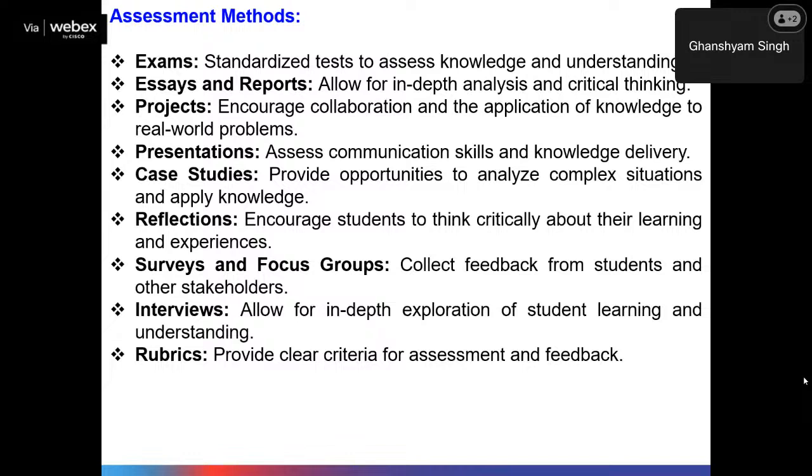We can ask them to appear in some kind of mock interviews, which will give them the opportunity for in-depth exploration of student learning and understanding.